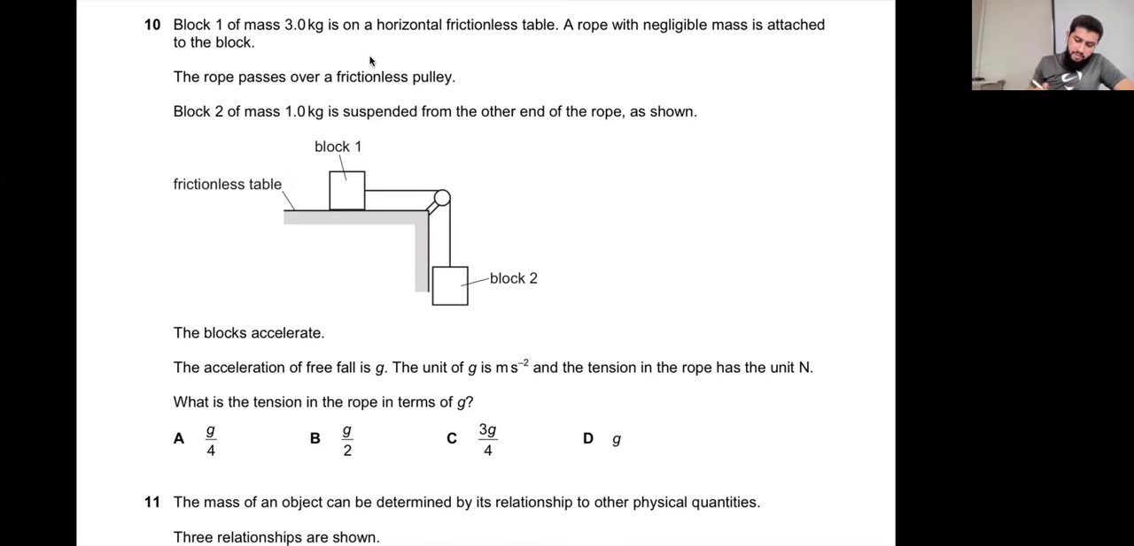Now, they have told us that the blocks accelerate. And then they're asking you, what is the tension in terms of g, given that this one has a mass of 3 kg, this one here has a mass of 1 kg. Is this clear? Do you get the question?